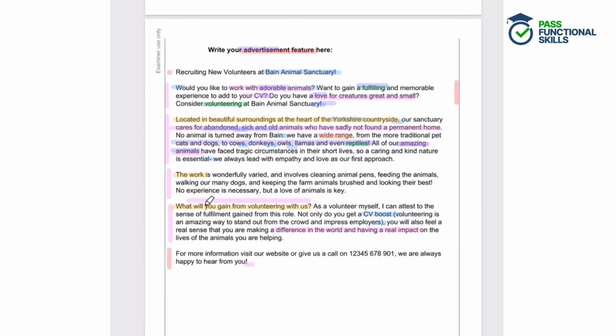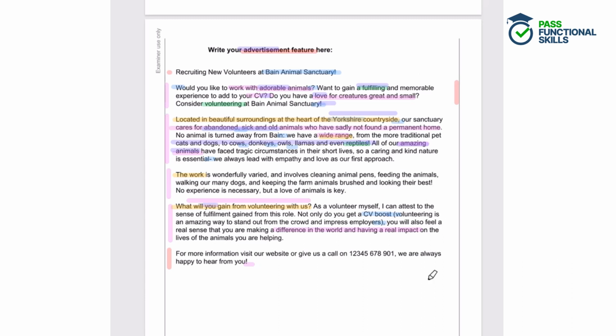So what will you gain from volunteering with us? Speaking directly to the reader there and drawing them in so that they engage with the text. It's really well suited to the audience. So we were writing for a general audience of potential volunteers in the local area, and we focused on a specific area. So we're talking about the Yorkshire countryside here.